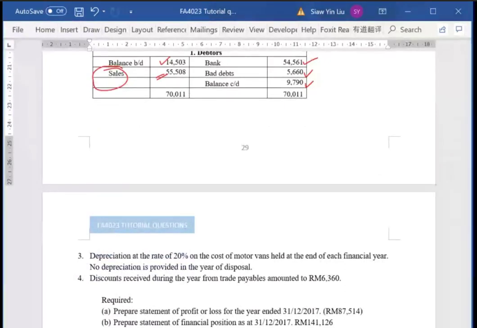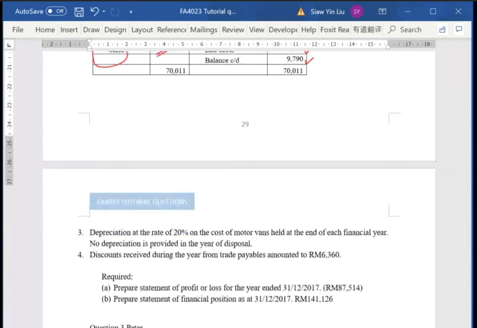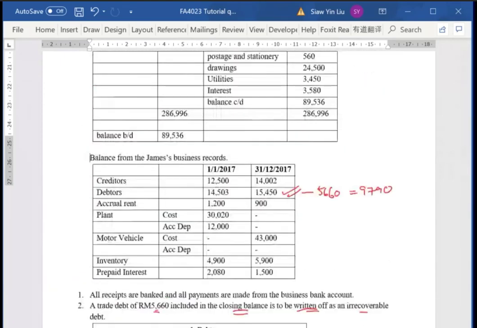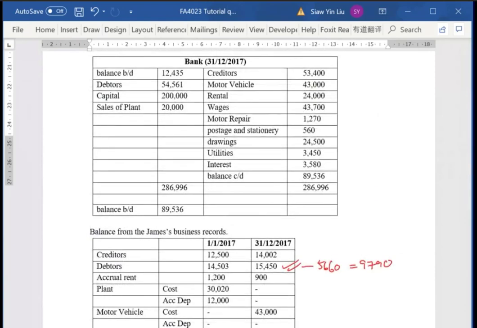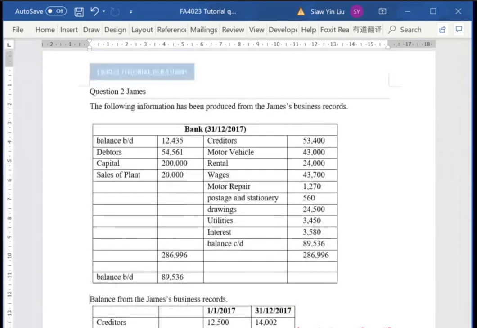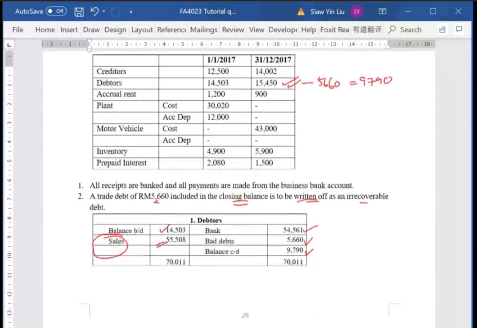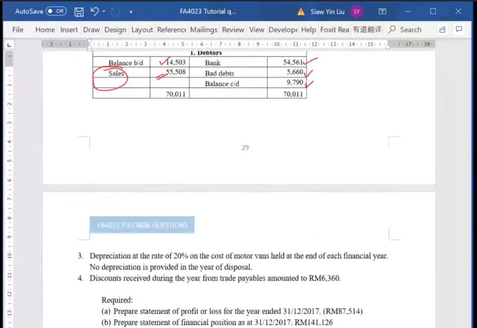Here, depreciation is 20%. Now this one, no depreciation is provided in the year of disposal. Depreciation at the rate of 20% at the end of each year, no depreciation in the year of disposal. Discount received from trade payables. So next, if you look at here, you have a disposal, and then you have a depreciation. So you need to calculate your depreciation. The question tells you that depreciation is based on year-end figure, right? And no depreciation in the year of disposal. Get it?